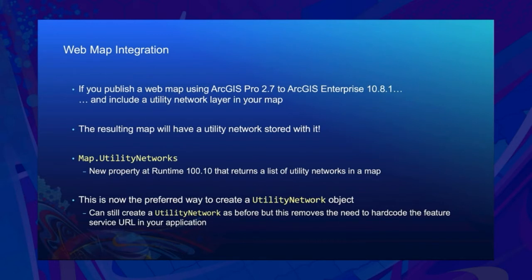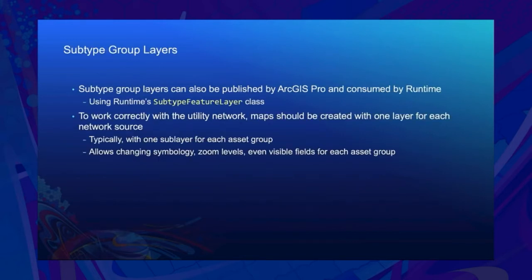Now, why is this important? In the past, you had to create a utility network using a feature service URL. That method is still there, but if you don't want to hard code a URL in your application, you can now just get it from the map. So you can imagine an app where you go to the portal, you have the user pick a web map, you open that web map, and then you can get the utility networks directly from that web map.